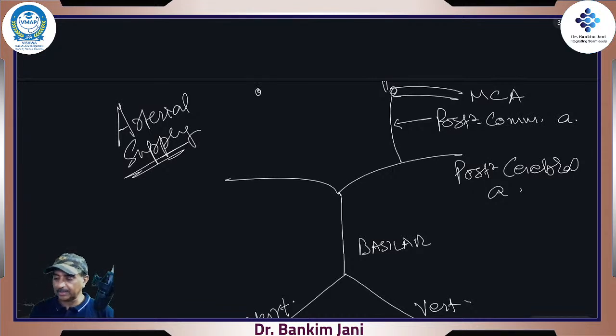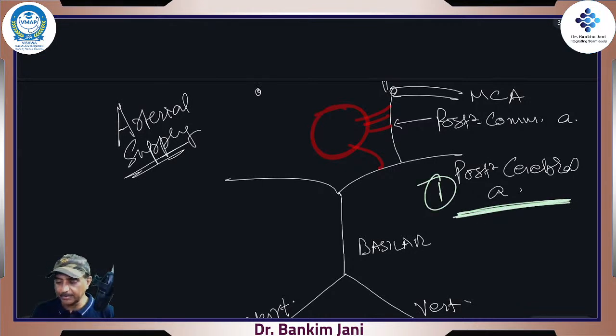So now we change the color. It is the posterior cerebral artery which will be supplying the thalamus, and the branches from the posterior communicating artery will also be supplying the thalamus. So if we say arterial supply, one is by the posterior cerebral and the second by the posterior communicating arteries. So that's the blood supply of the thalamus.